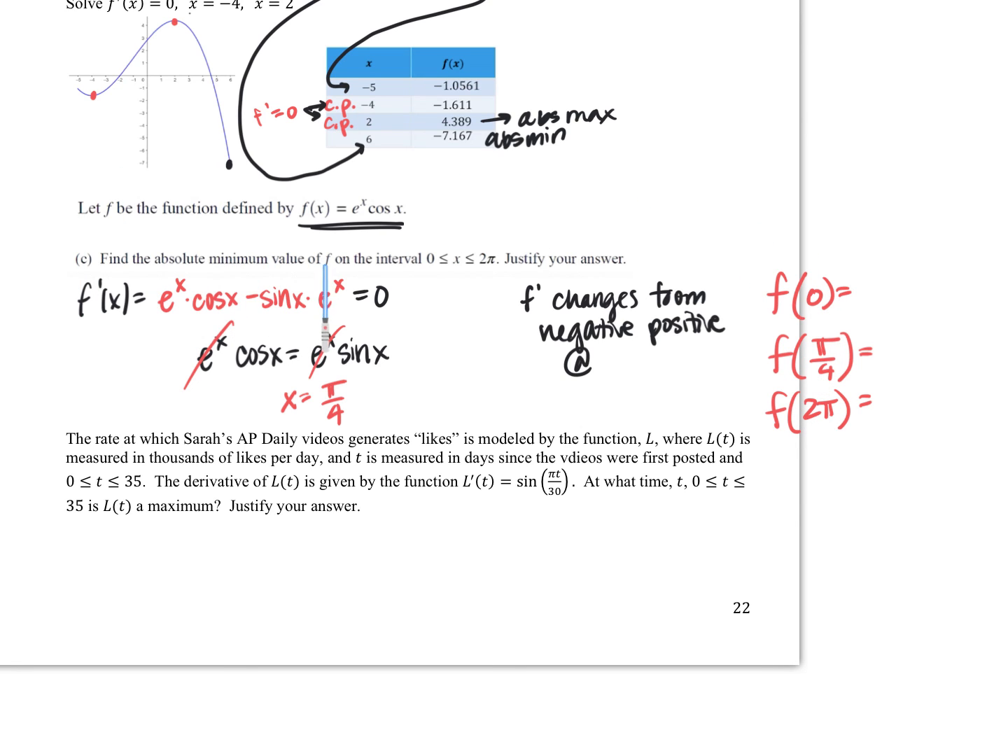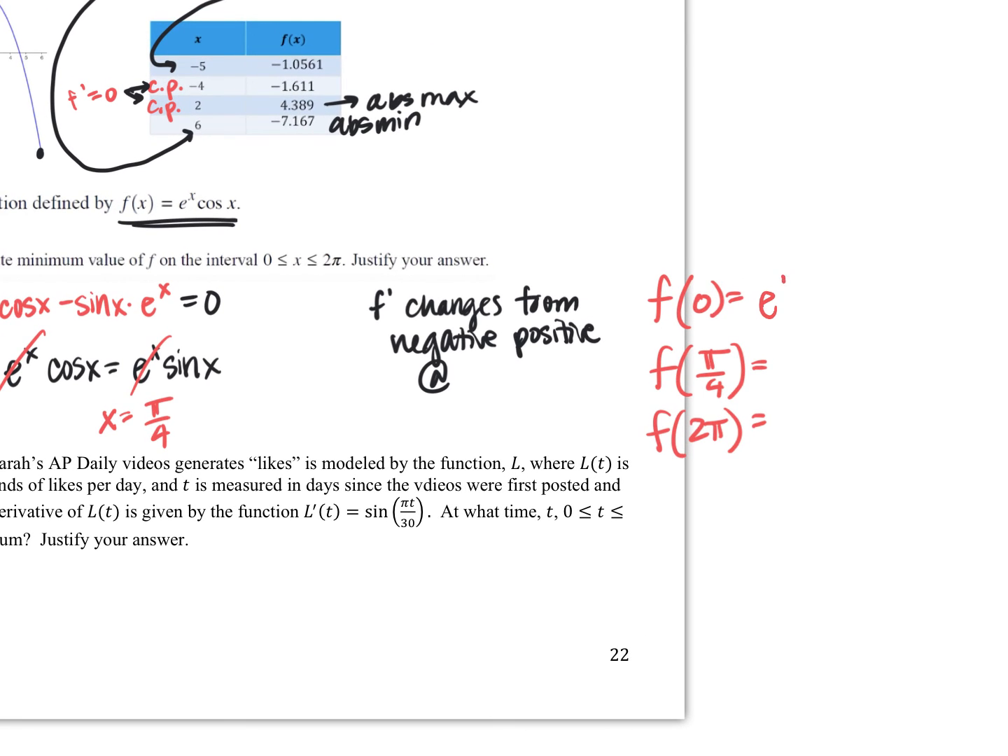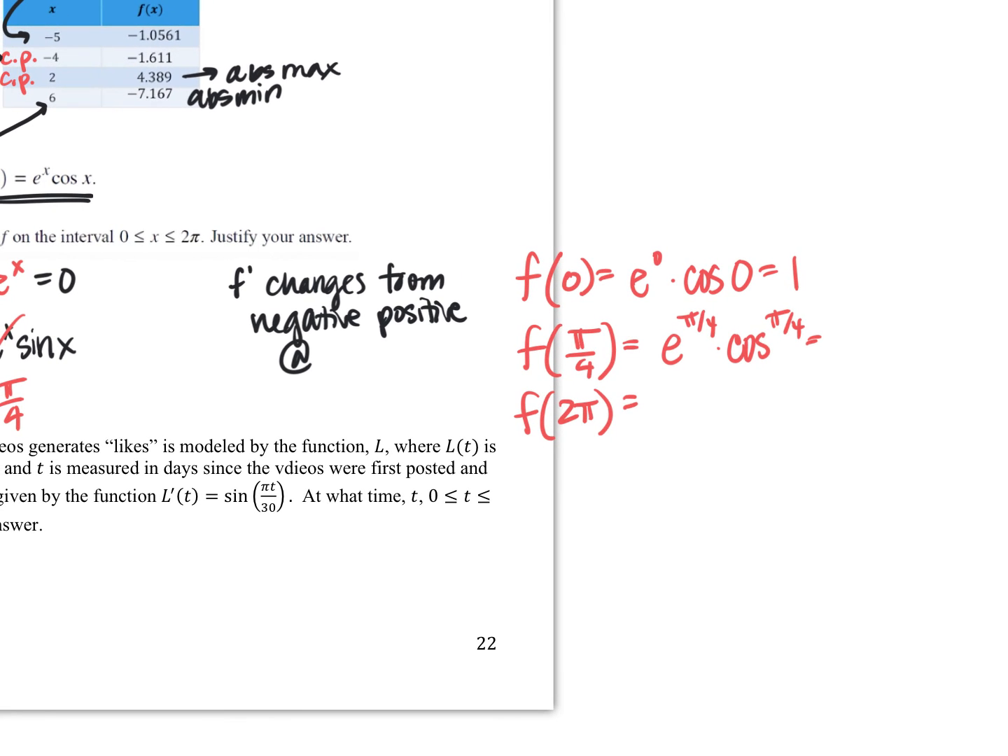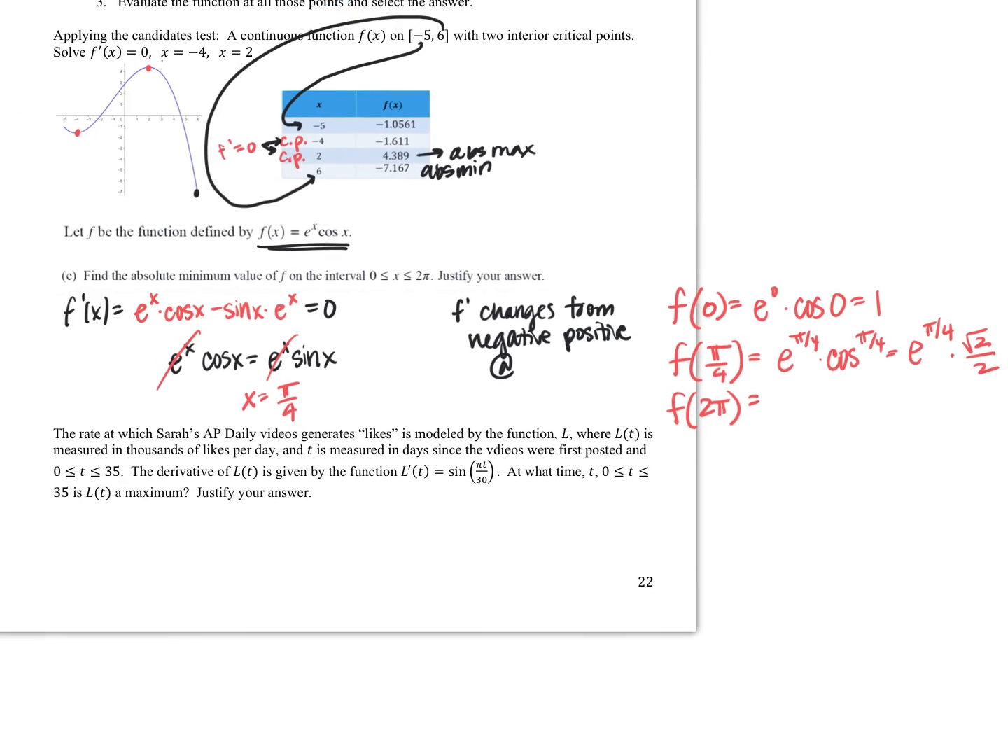Find the minimum value of f. Can we plug in 0 here? What's e to the 0? E to the 0 times the cosine of 0. Yeah, cosine of 0 is 1, so we got a 1 there. Okay, what if I put in pi over 4? E to the pi over 4 times the cosine at pi over 4. E to the pi over 4, we have no idea what it is, right? Cosine at pi over 4 is root 2 over 2. Okay, I have no idea what that value is, but they were looking for a minimum.